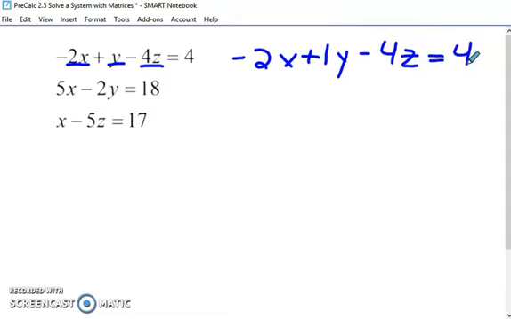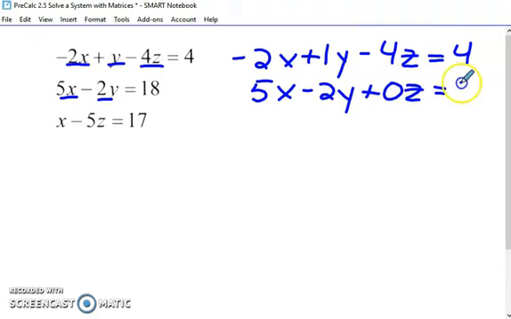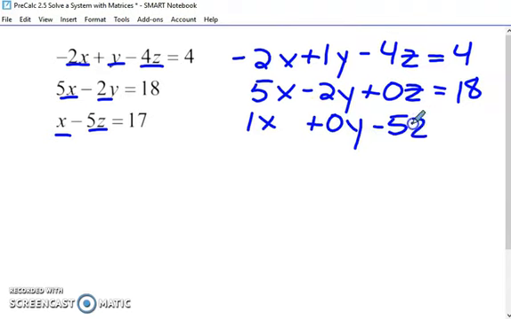My second one, notice this one does not have a z. So I'm going to put my 5x minus 2y, but I'm going to put 0z because I need to include that in my matrix. Now this one is missing a y, so I'm going to go 1x plus 0y minus 5z equals 17. But then we're going to do the same thing.